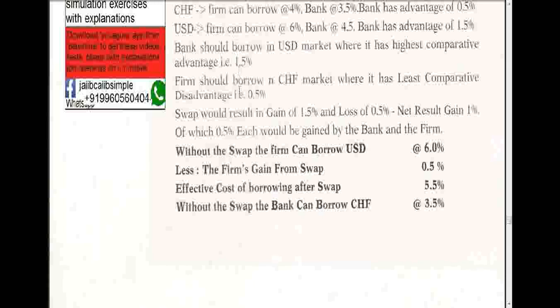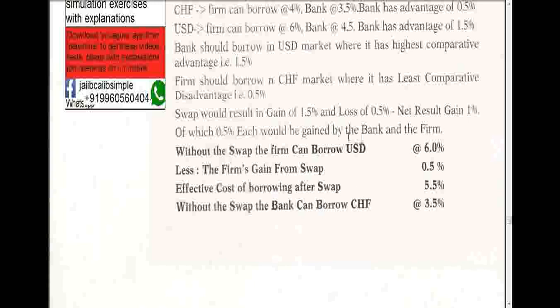Now exchanging, what will be the net effect? The bank has an advantage of USD 1.5%. The firm has a disadvantage of 0.5 in CHF. So the net effect would be 1.5 minus 0.5. So the net effect would be a gain of 1%. Now what is given in this question? That the gains are distributed equally, means 0.5% each. So what will be the net gain to each of the firm?